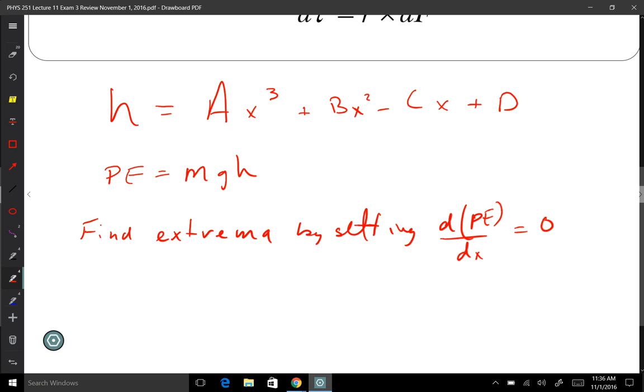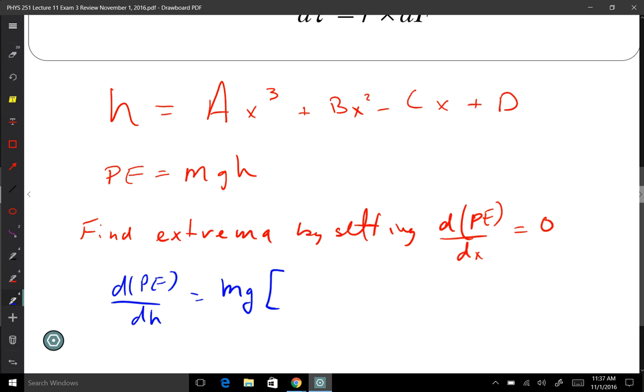So the first is to find the extrema by setting that derivative equal to 0. Now I told you this is actually not going to be on the test because I didn't want to introduce it and then say, haha, I'll be ready for it. So first step, multiply everything by mg to get mgh, which means I'm going to have an mg that I can factor out.